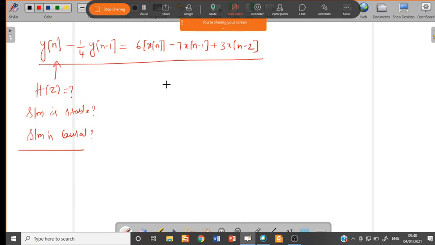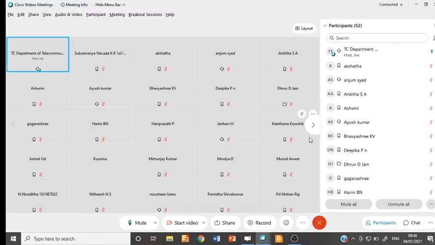Okay, so this is about the stability and causality. First you need to check whether the system is stable or not. First you have to find out the transfer function and carefully observe the ROC and whether the poles exist inside the circle or not. Then you decide, and also you have to find out whether h of n is 0 for n less than 0 or not. Then you will be able to find out the stability and causality.